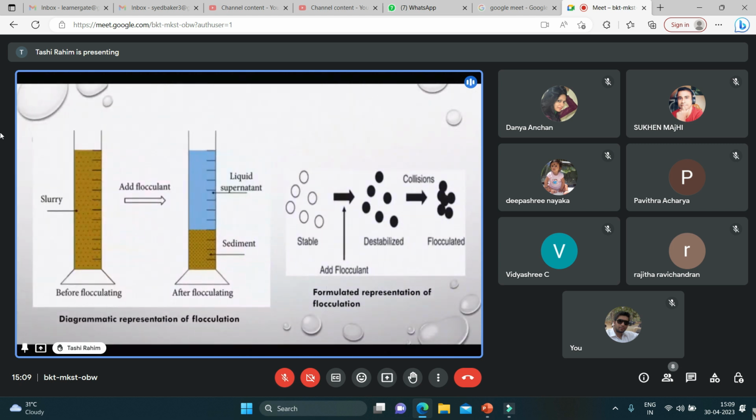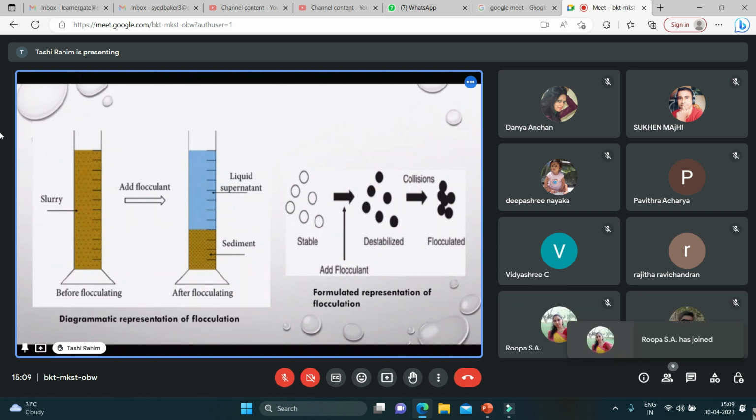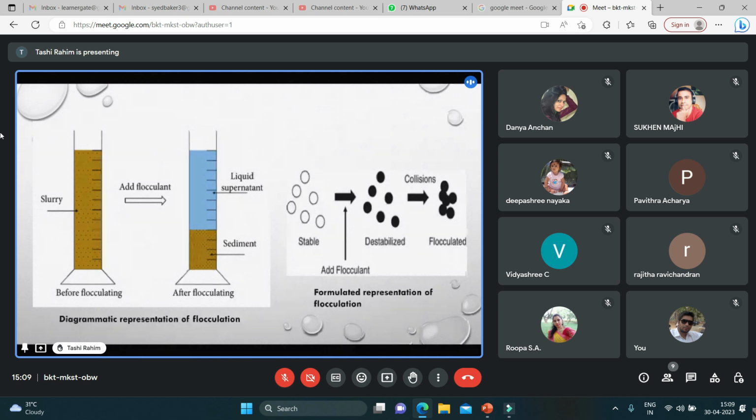Here we have the diagrammatic representation of flocculation, where you can see that in the first picture, before flocculating, the turbidity of the solution is seen, and after adding the flocculant, the particles settle down at the bottom as a sediment, and this helps in separation. In the next diagram, it is the floc formation. Like I said in the previous slide, the particles after the addition of the flocculant become destabilized, and this leads to collision, and the particles get aggregated.